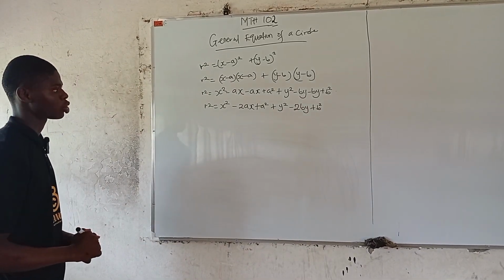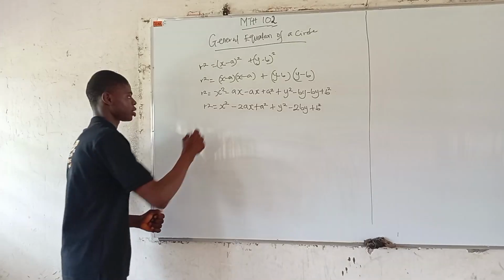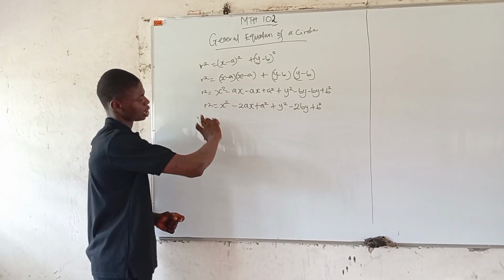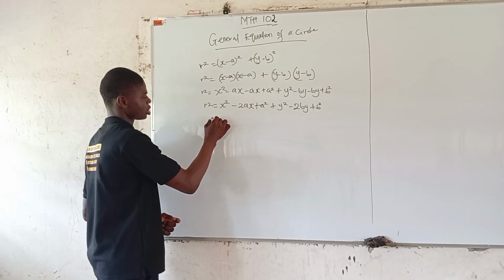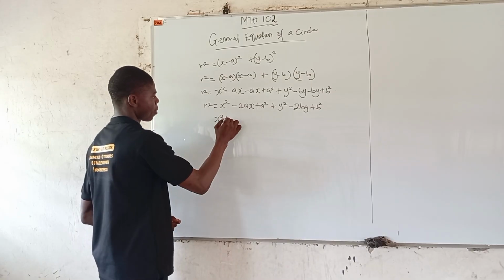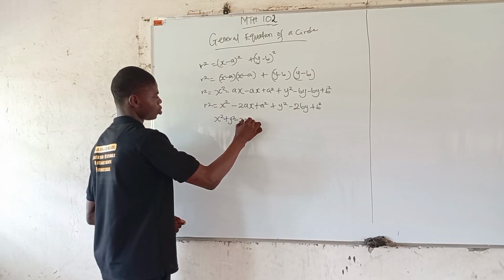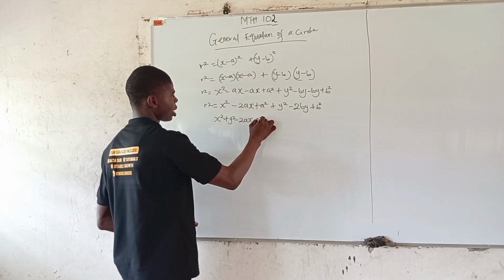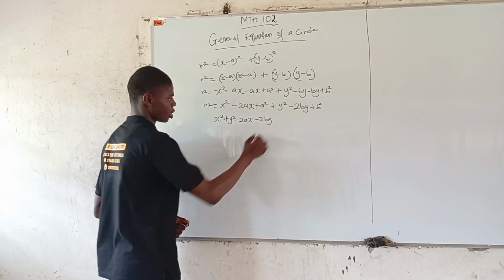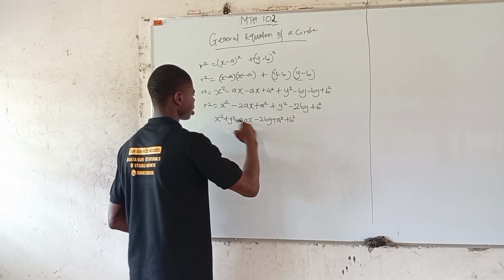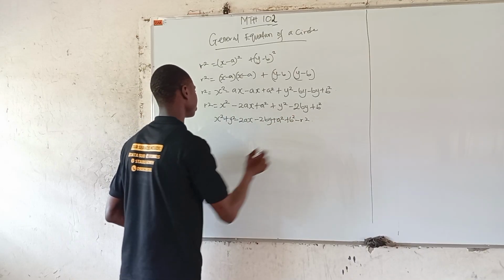Now we want to arrange this such that we take our r squared the other way. So we're going to start with x squared plus y squared minus 2ax minus 2by plus a squared plus b squared minus r squared.